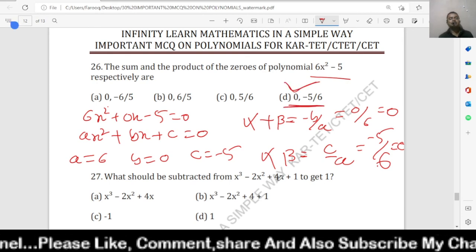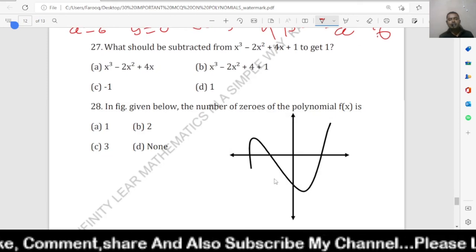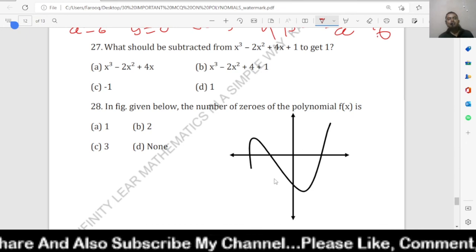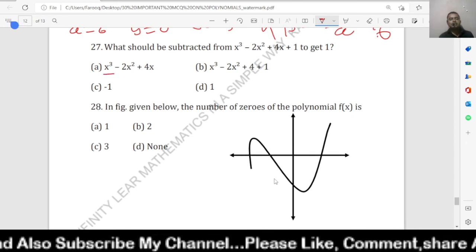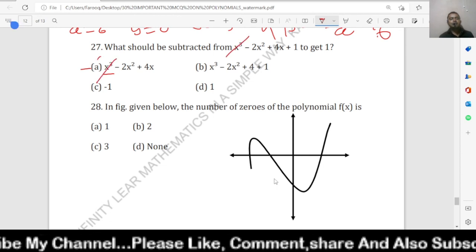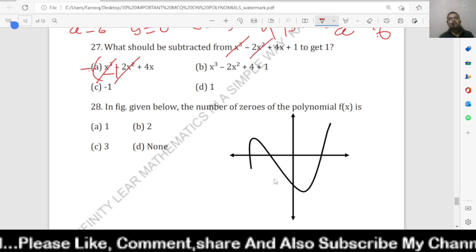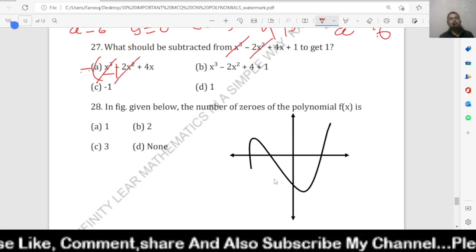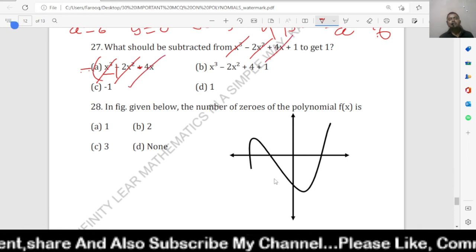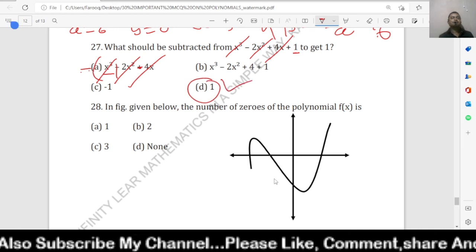Option D is correct. What should be subtracted from x cube minus 2x square plus 4x plus 1 to get the remainder? So here we use minus x cube and this x cube cancels. And minus into minus is plus 2x square, and plus 2x square minus 2x square cancel. This minus into plus 4x is minus 4x. Minus 4x plus 4x cancel. What is remaining here? 1. That is option D.